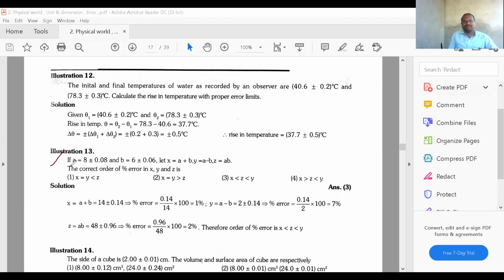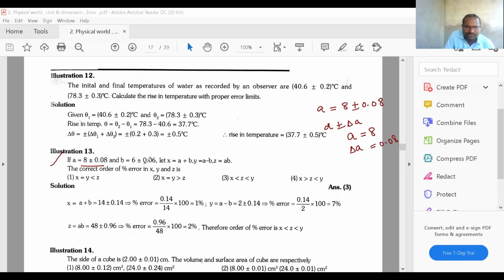See here, they have given a value as 8 plus or minus 0.08. That is in the form of a plus or minus delta a, means here a's exact value is 8, and delta a, the absolute error in a value, is 0.08. That is the meaning.